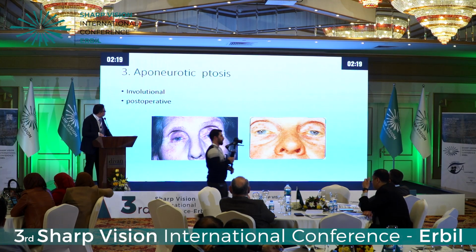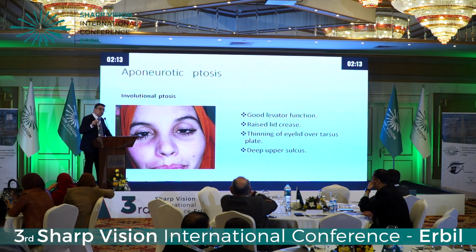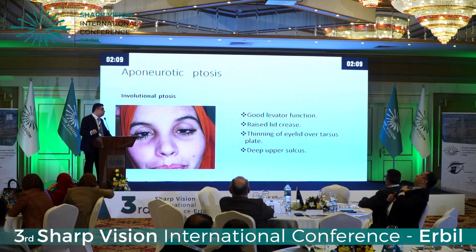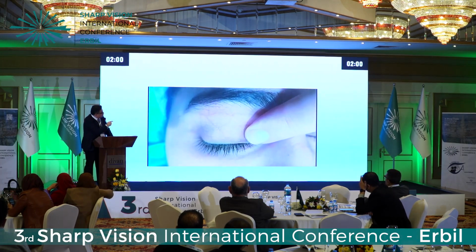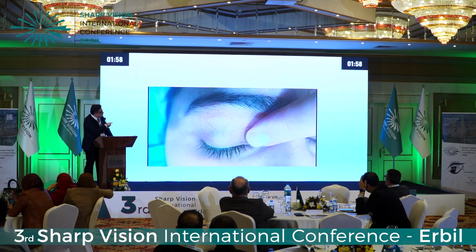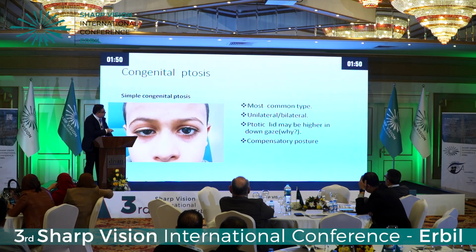Cases with aponeurotic ptosis are mainly involutional or postoperative ptosis. The characteristic feature in aponeurotic ptosis is that these patients have good levator function. Usually, they have a very high lid crease, deep superior sulcus, and sometimes thinning of the lid. As you can see here, you can almost see the cornea through the upper lid skin. Mechanical ptosis is easy. Any patient with lid inflammation, lid tumor, or lid mass can have mechanical ptosis.